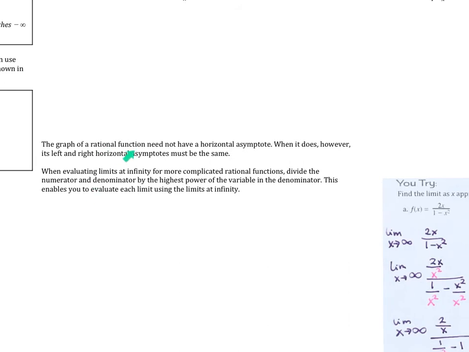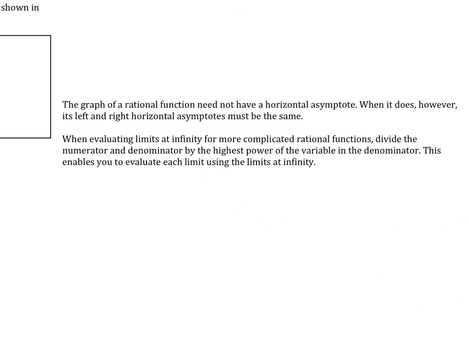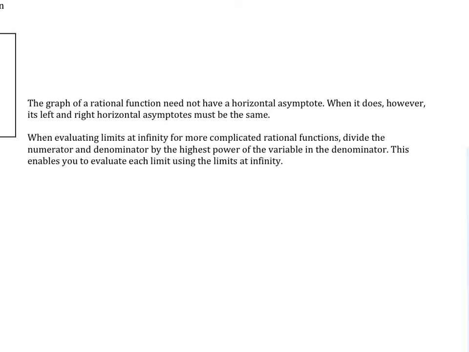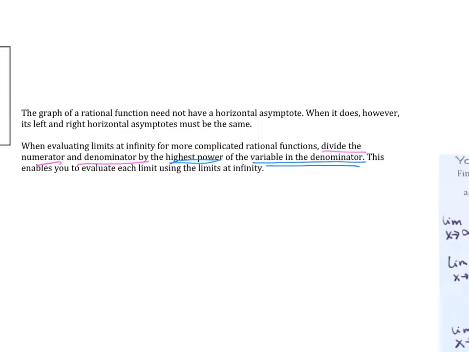The graph of a rational function need not have a horizontal asymptote. When it does, however, its left and right horizontal asymptotes must be the same. When evaluating limits at infinity for more complicated rational functions, we're going to divide the numerator and denominator by the highest power of the variable in the denominator. This enables you to evaluate each limit using the limits at infinity.